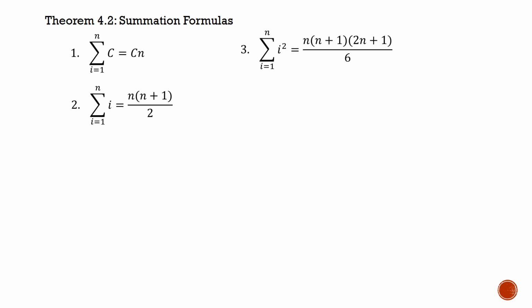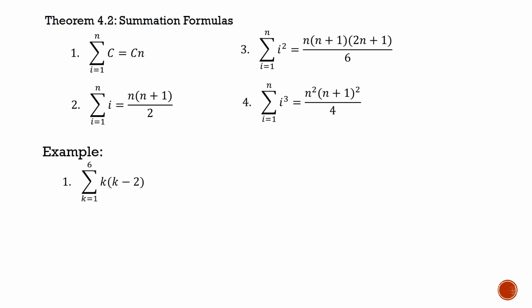The next one, i squared. The sum of i squared as i goes from 1 to n is simply n times (n plus 1) times (2n plus 1) over 6. And finally, the last one is i cubed, which is n squared times (n plus 1) all squared, divided by 4. Now, we're going to use these and try a couple of examples and see if you can understand the concept.